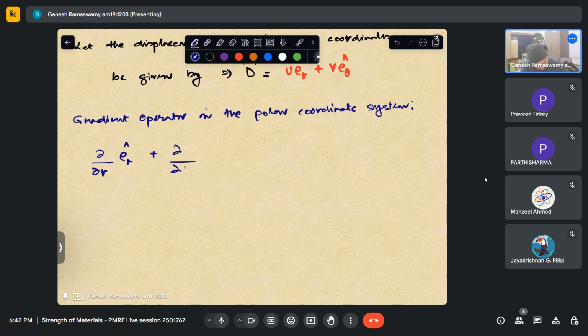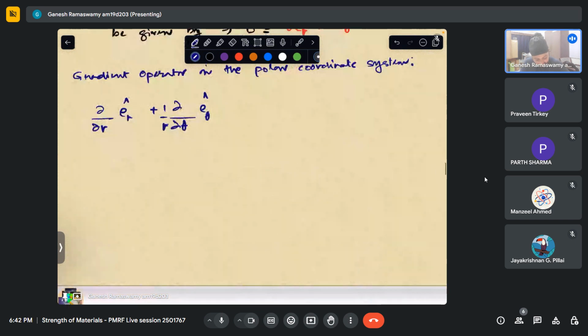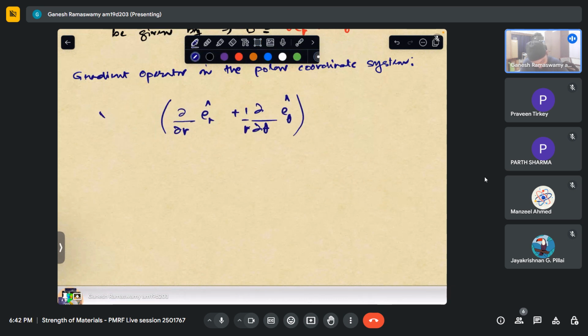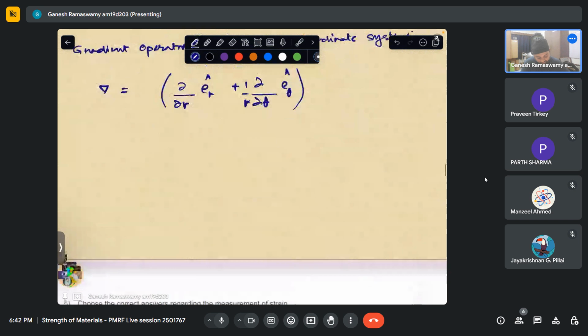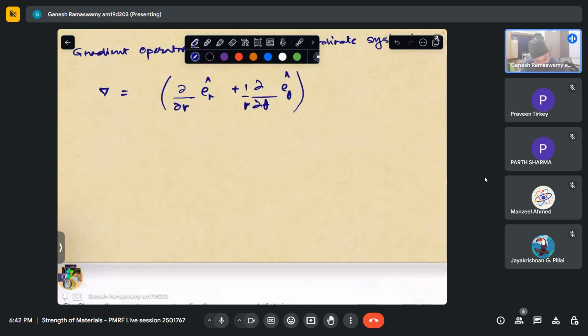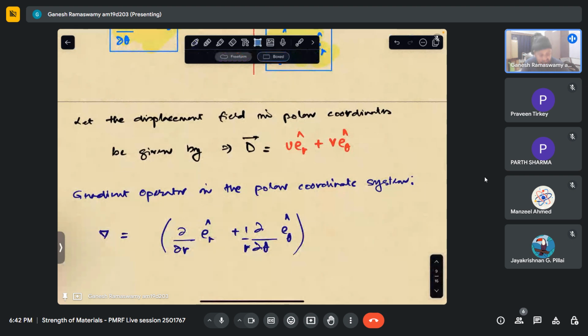e theta. But since we are taking this with respect to a spatial coordinate, theta, as we know, is a dimensionless quantity. So that is why it will be 1 by r times of that. And this can be derived, but I don't want to get into that. Basically, this is my differential operator. This is my del operator in the polar coordinate system. And my displacement vector, the displacement field, is given this way, right? So let us operate this and see what comes.